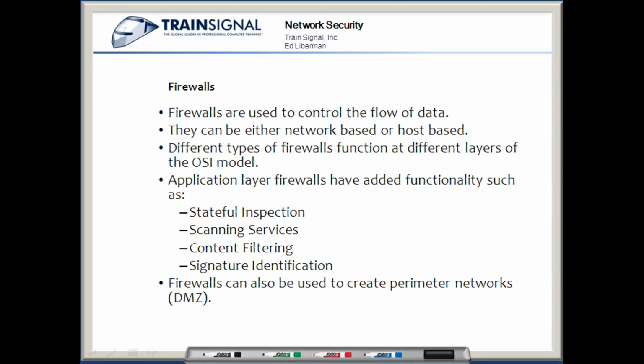Or they could be network-based, which is the way we typically think of firewalls, where we actually help protect the entire network. We put it out at the perimeter, at the edges of our network. We put it at the point where we have connectivity to the outside world, so as to help protect the internal network.